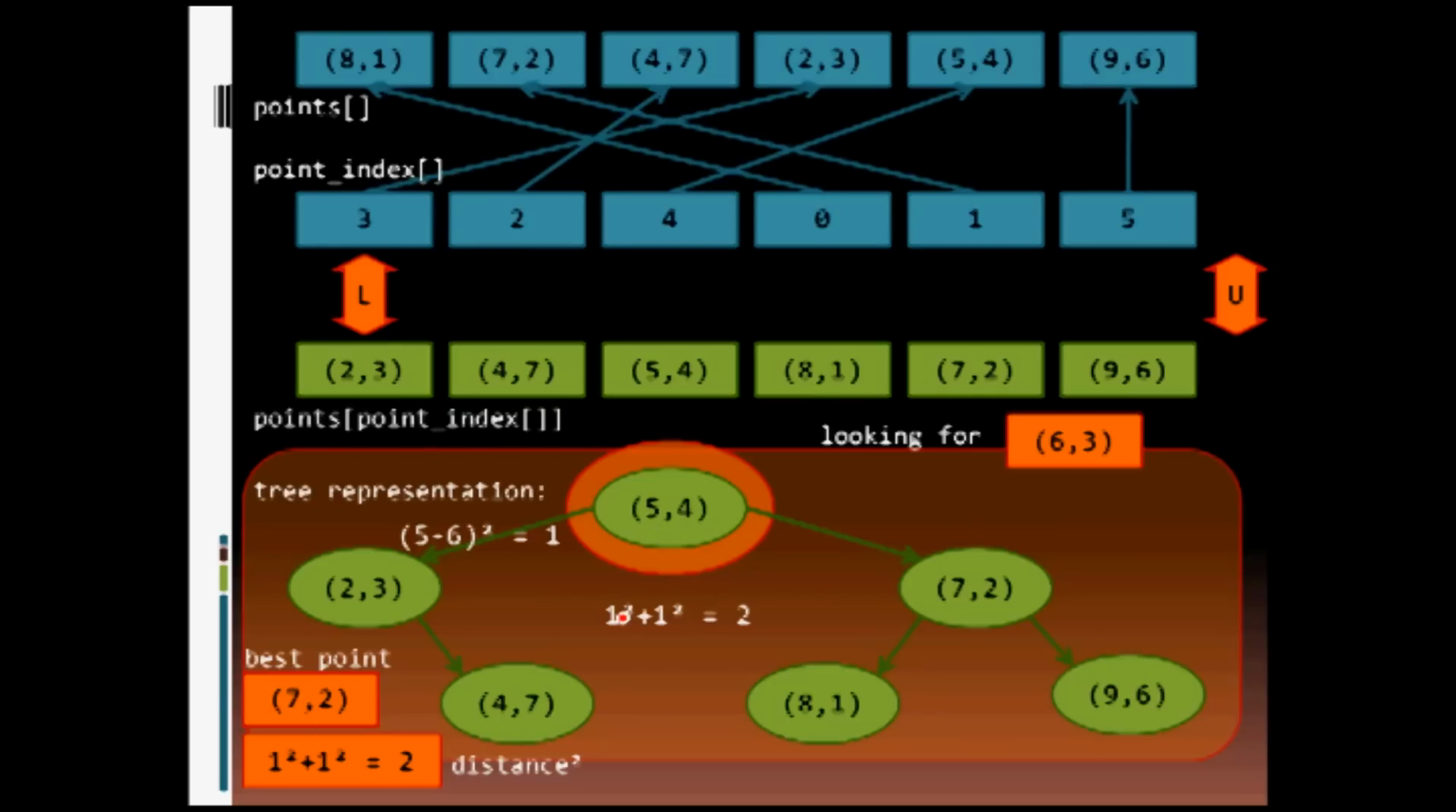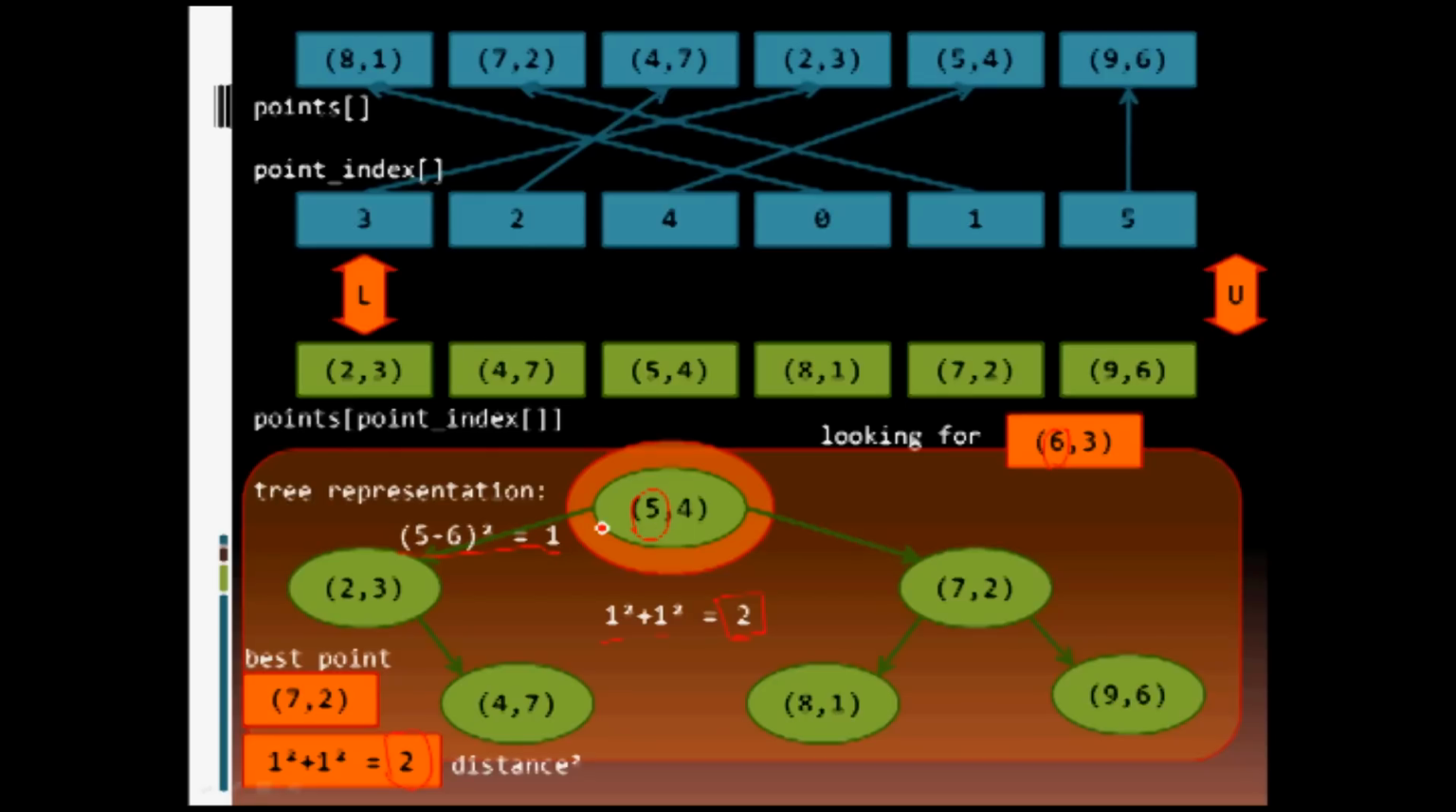5, 4 has a distance of 1 squared plus 1 squared equals a square distance of 2. That is the same as our current best distance, so we're just going to leave our best point where it is. We're not going to change anything. Now we're going to check, could there possibly be a better node in the left subtree? And this may not have been the best example, because once again here, the x distance is 5 and 6, which gives the distance squared of 1, so there could be a better node in the left subtree.